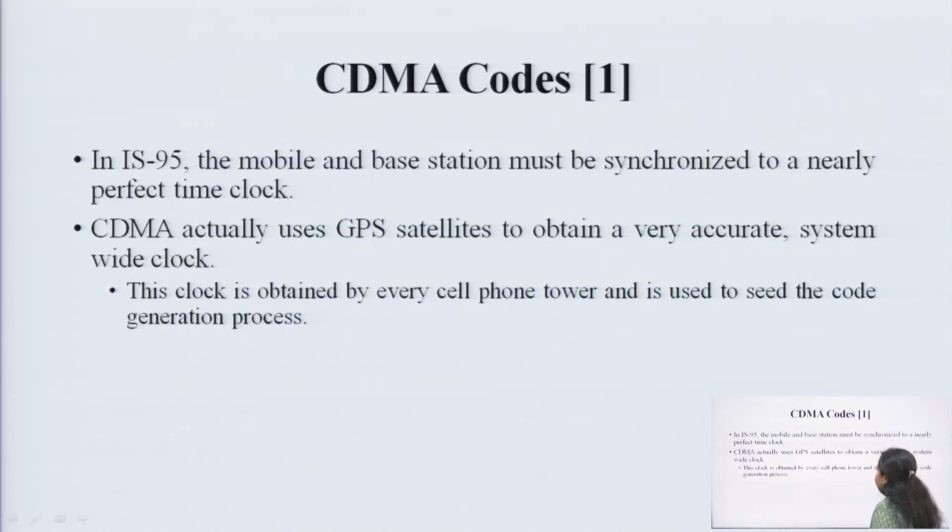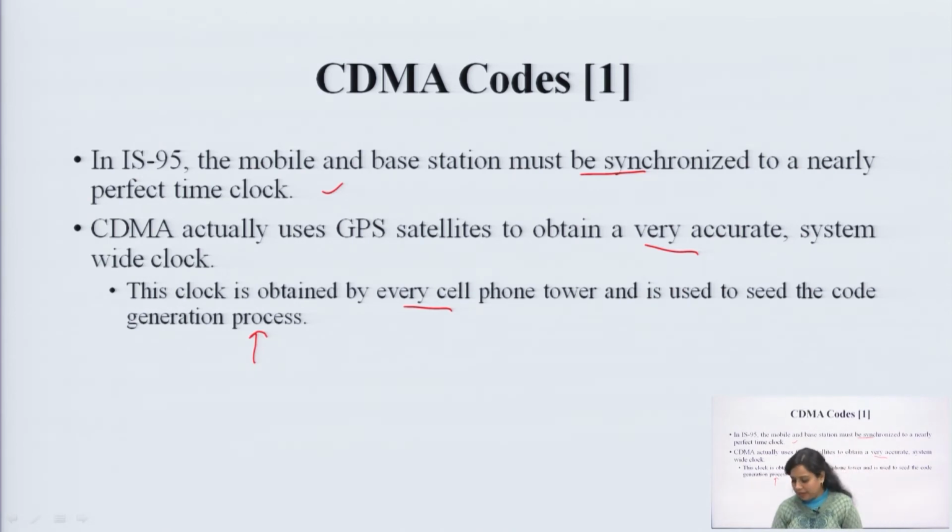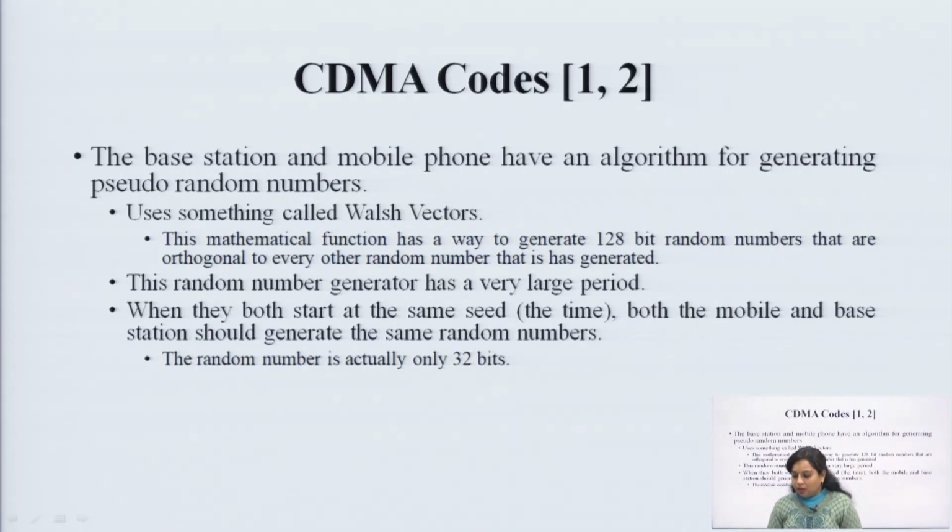In IS-95 the mobile and base station must be synchronized to a nearly perfect time clock. CDMA actually uses GPS satellites to obtain a very accurate system-wide clock. This clock is obtained by every cell phone tower and is used to seed the code generation process. So, this is the basic idea behind the CDMA code. Now, the base station and mobile phone have an algorithm for generating pseudo random numbers. It uses something called Walsh vectors.